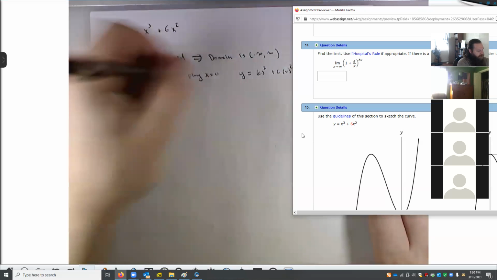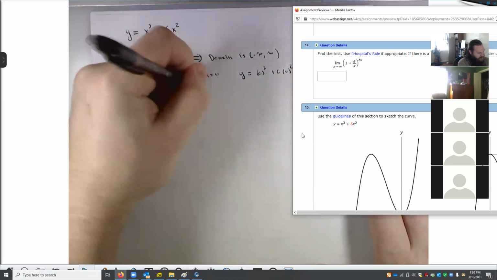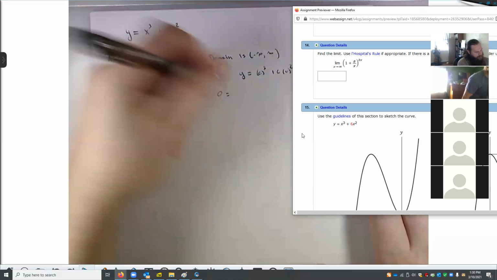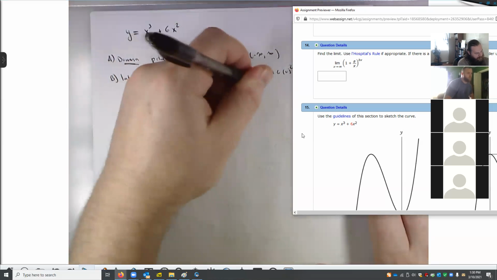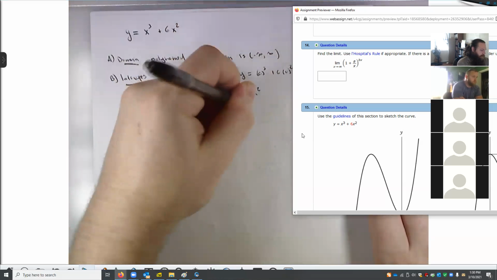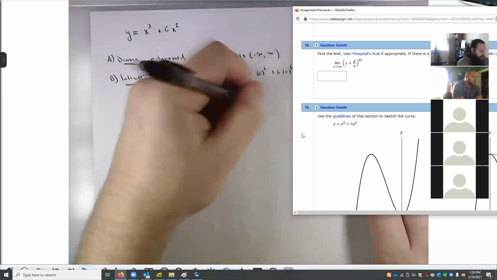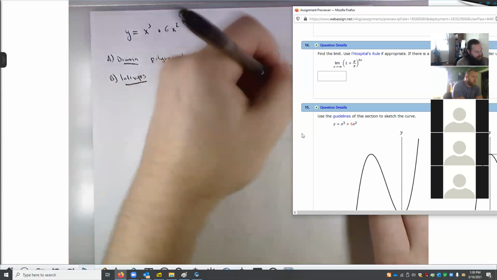X-intercepts: we set the function equal to 0. We need to solve 0 equals x cubed plus 6x squared. The way we solve that is by factoring. I can factor an x squared out. I get x squared times (x plus 6). So I have 2 x-intercepts.